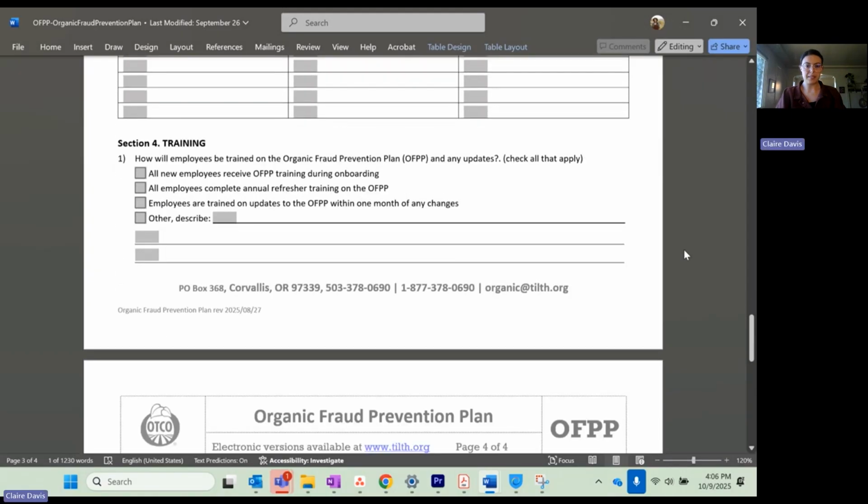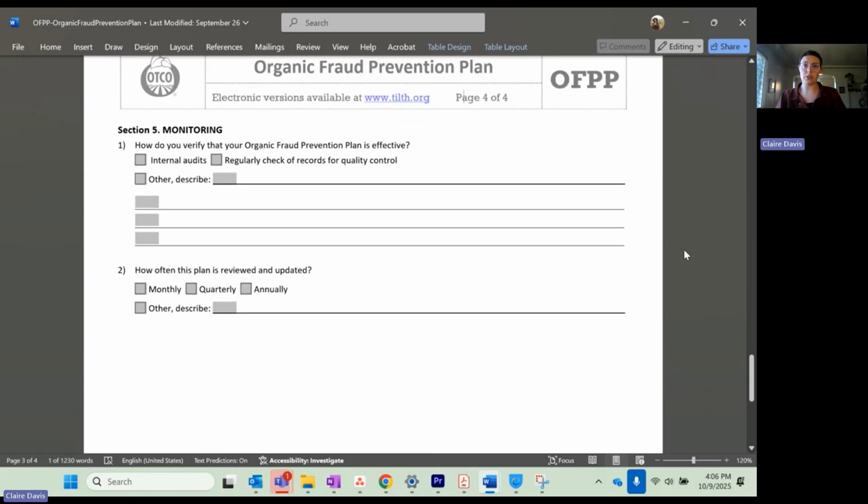We're going to skip down to section 5, which is all about monitoring. Each operation must outline how they intend to monitor the effectiveness of their own OFPP. So some folks do internal audits of their operations. Maybe you do a mock traceability audit. Do you have insight into the supply chain of a randomly selected input? Some regularly check through their records to make sure everything that's needed is there.